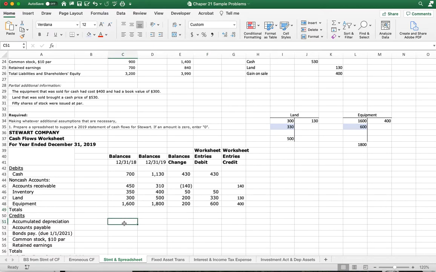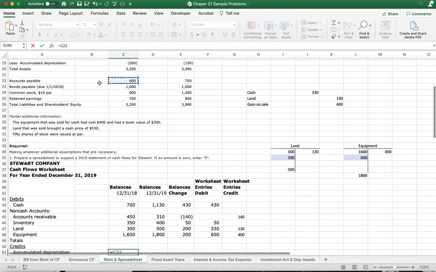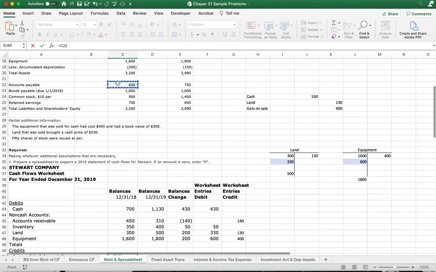Now let's pull down our balances for these liabilities and equity. Sorry, this should be a reference to the depreciation.